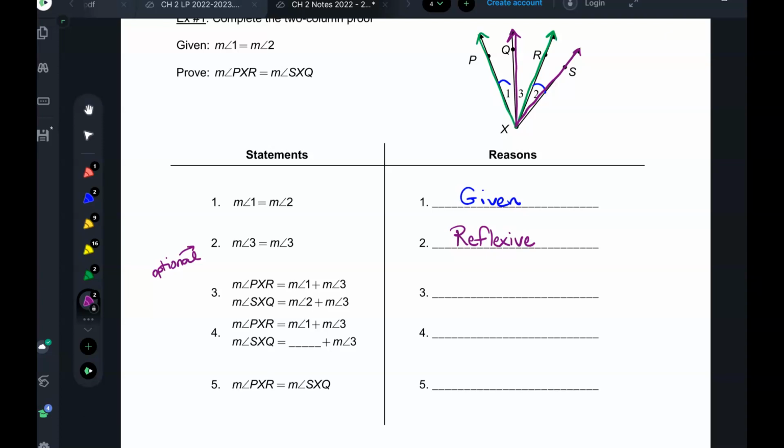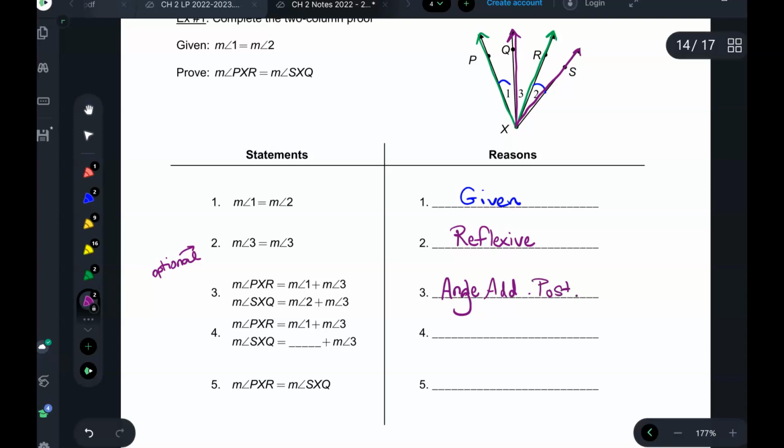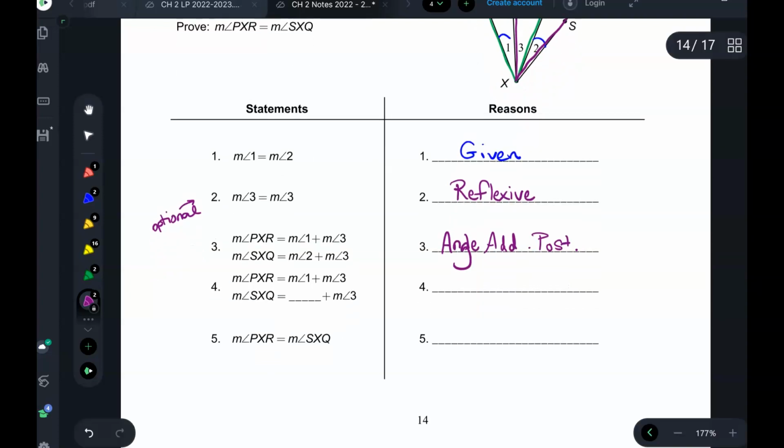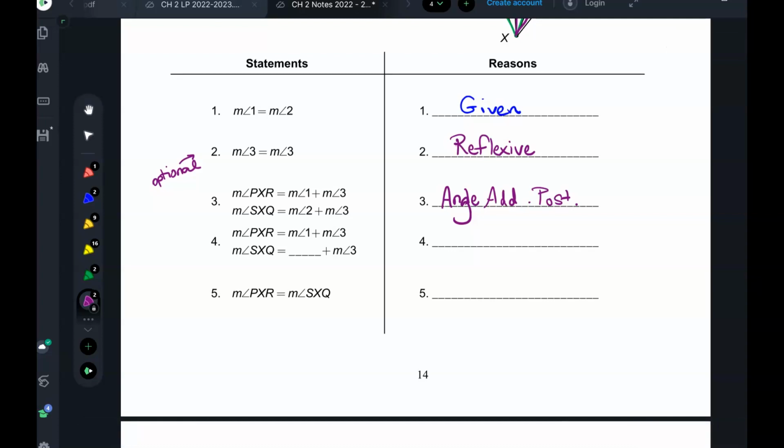Now measure of angle PXR, so we're looking here, equals measure of angle 1 plus measure of angle 3. And then SXQ is measure of angle 2 plus measure of angle 3. What's that? Angle addition postulate. I think you had missed that when you were out. That was like the first thing that we did. Angle addition postulate. The only difference is we're talking angles instead of segments. Okay, what is different, or what do we need to fill in here?